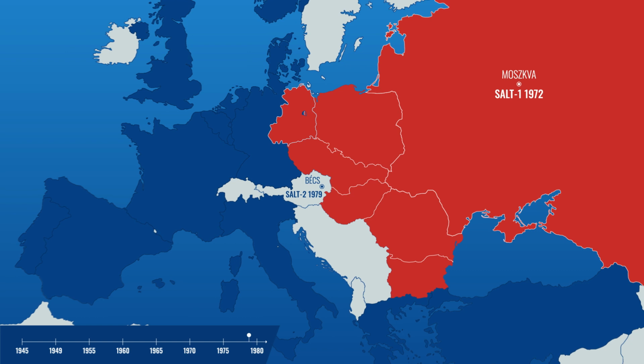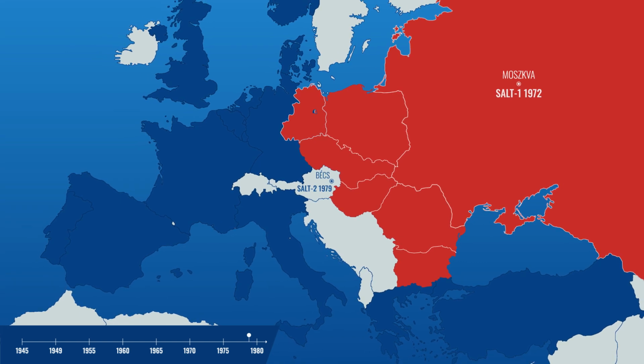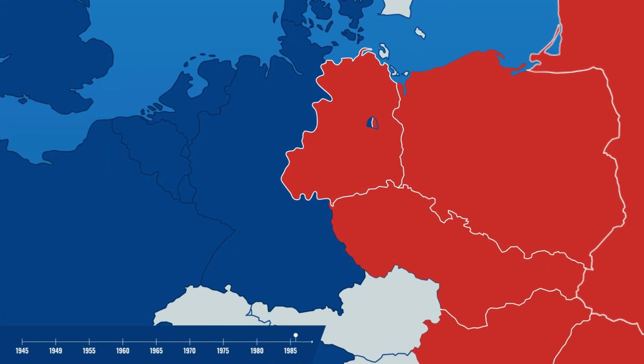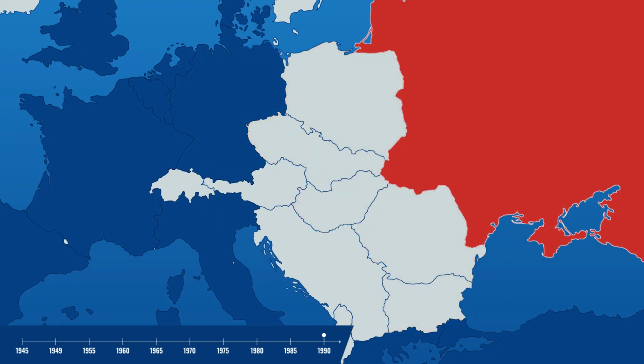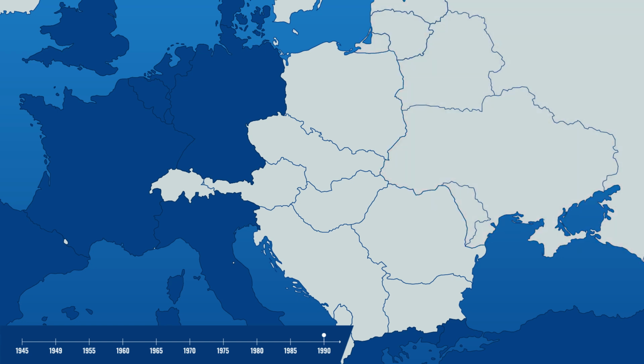The true turning point came only in the early 90s. First, the two Germanys were united. Then the Warsaw Pact dissolved, followed by the Soviet Union. The organization set new goals, such as the integration of former socialist countries.